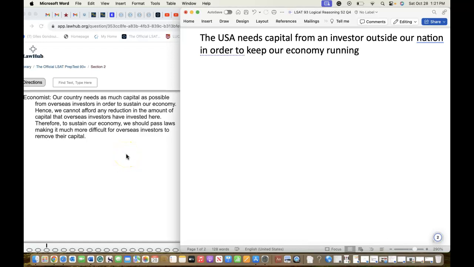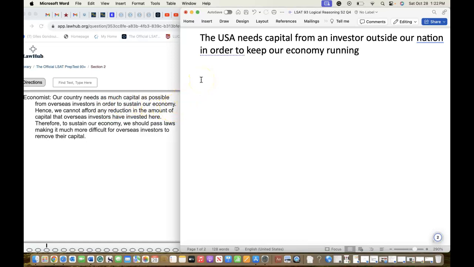Hello, for this logical reasoning, I decided to use paraphrasing or rewriting instead of doing the logical variables, where you utilize a single variable to take on a full sentence structure or vocabulary. So right now I have the first sentence: our country needs as much capital as possible from overseas investors in order to sustain our economy.